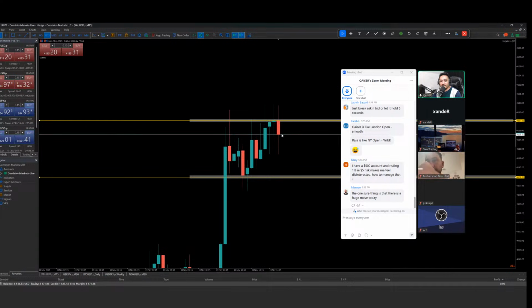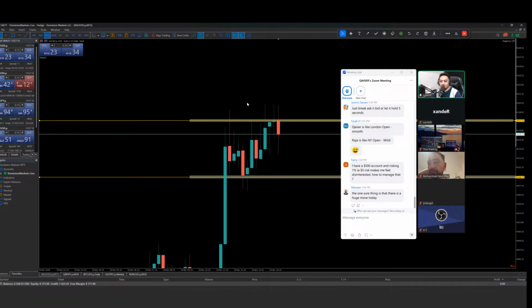Simple. I have a $500 account and risking 1% is $5, which makes me feel disinterested. How to manage that? Increase the lot size. But I would say don't over risk. Try to take a $10 to $15 risk, not more than that.